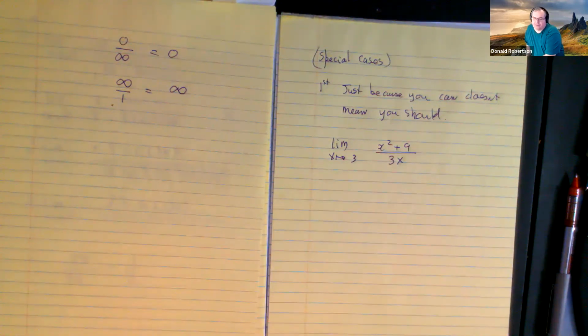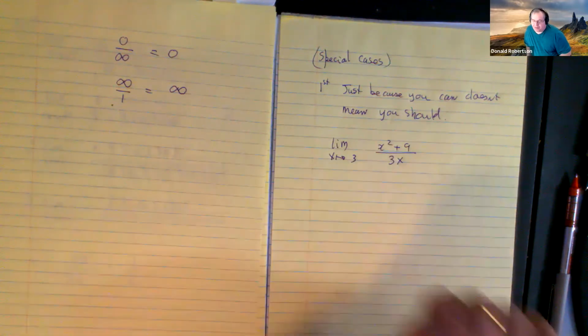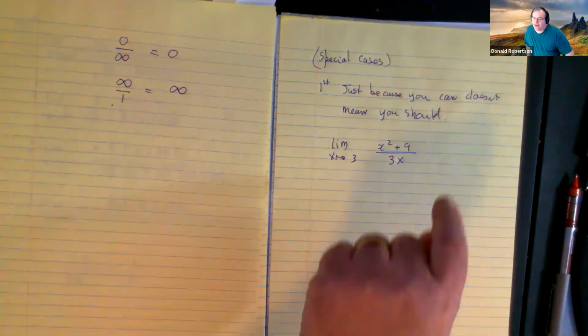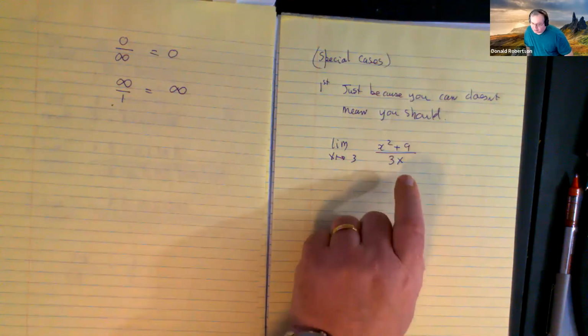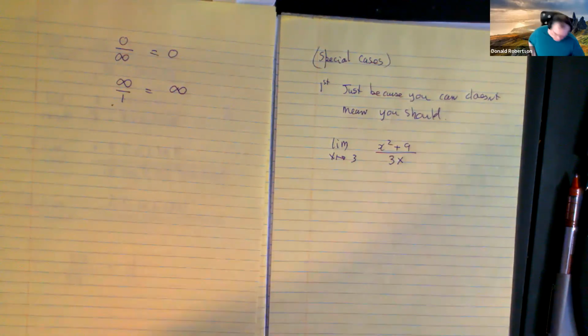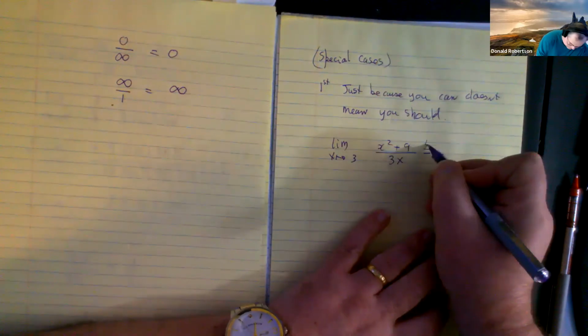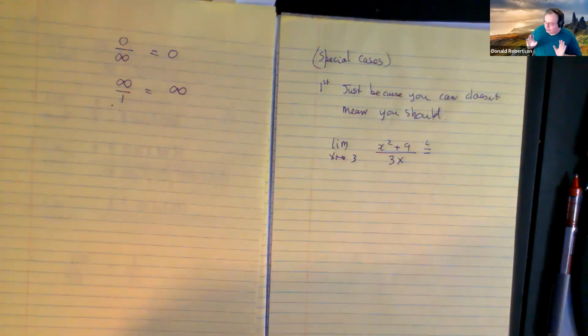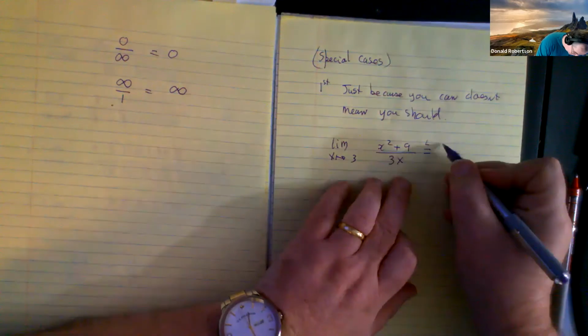Suppose I asked you to do that limit. Now, if you don't check by plugging in 3 and making sure that you actually have an indeterminate form, you could say, well, don't bother checking, just use L'Hospital. Watch what happens if I use L'Hospital.